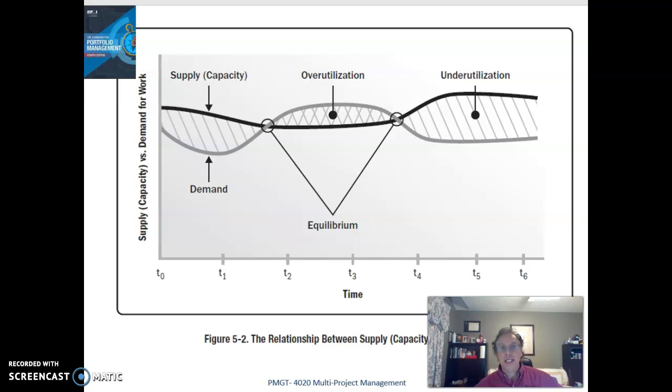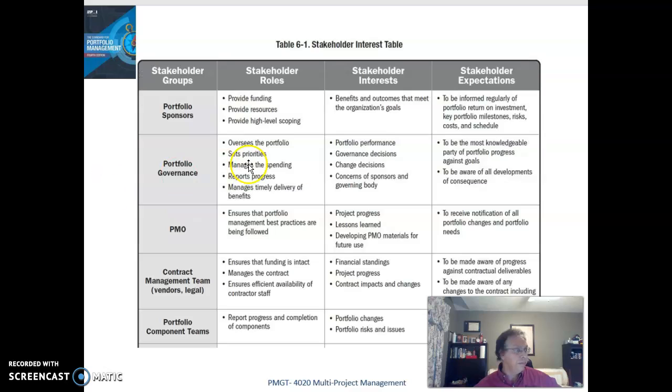Steps for stakeholder engagement include the identification of the stakeholders, an analysis, as we've seen in previous chapters, which includes the categorization of stakeholders, planning, and then the engagement activities that we will pursue. Table 6-1 on page 66 shows stakeholders' role, interest, and expectations by group. So we can see specifically how the portfolio sponsor would differ from the portfolio governance organization versus the PMO, et cetera, et cetera.